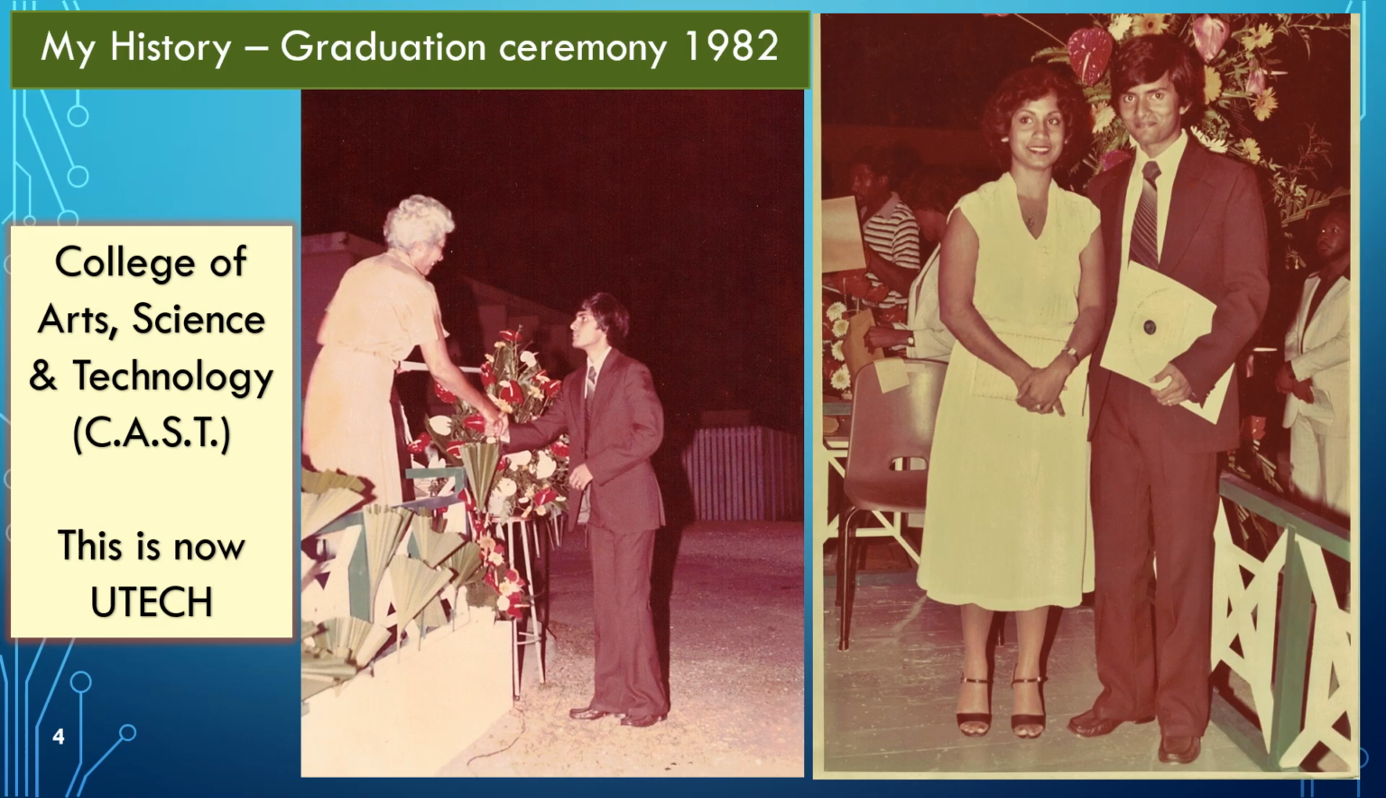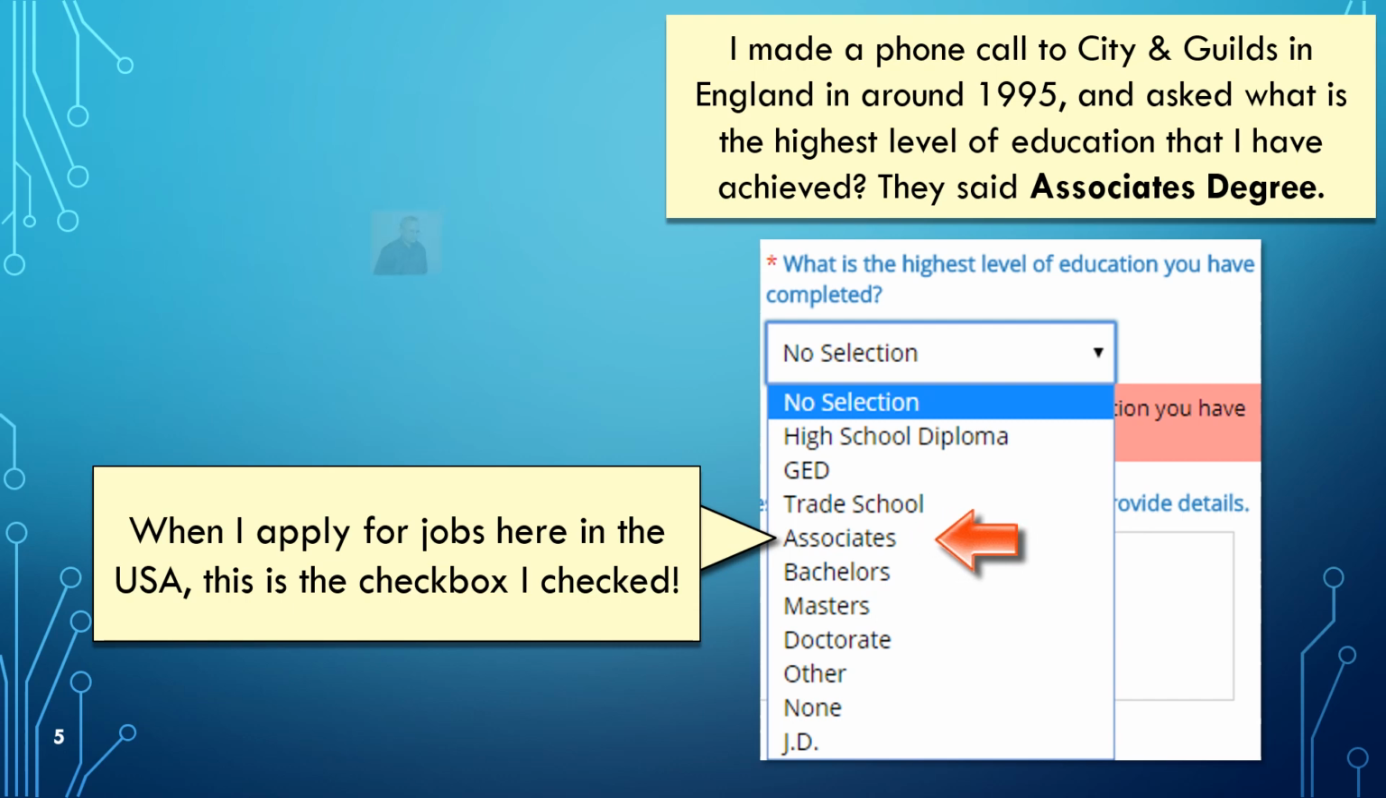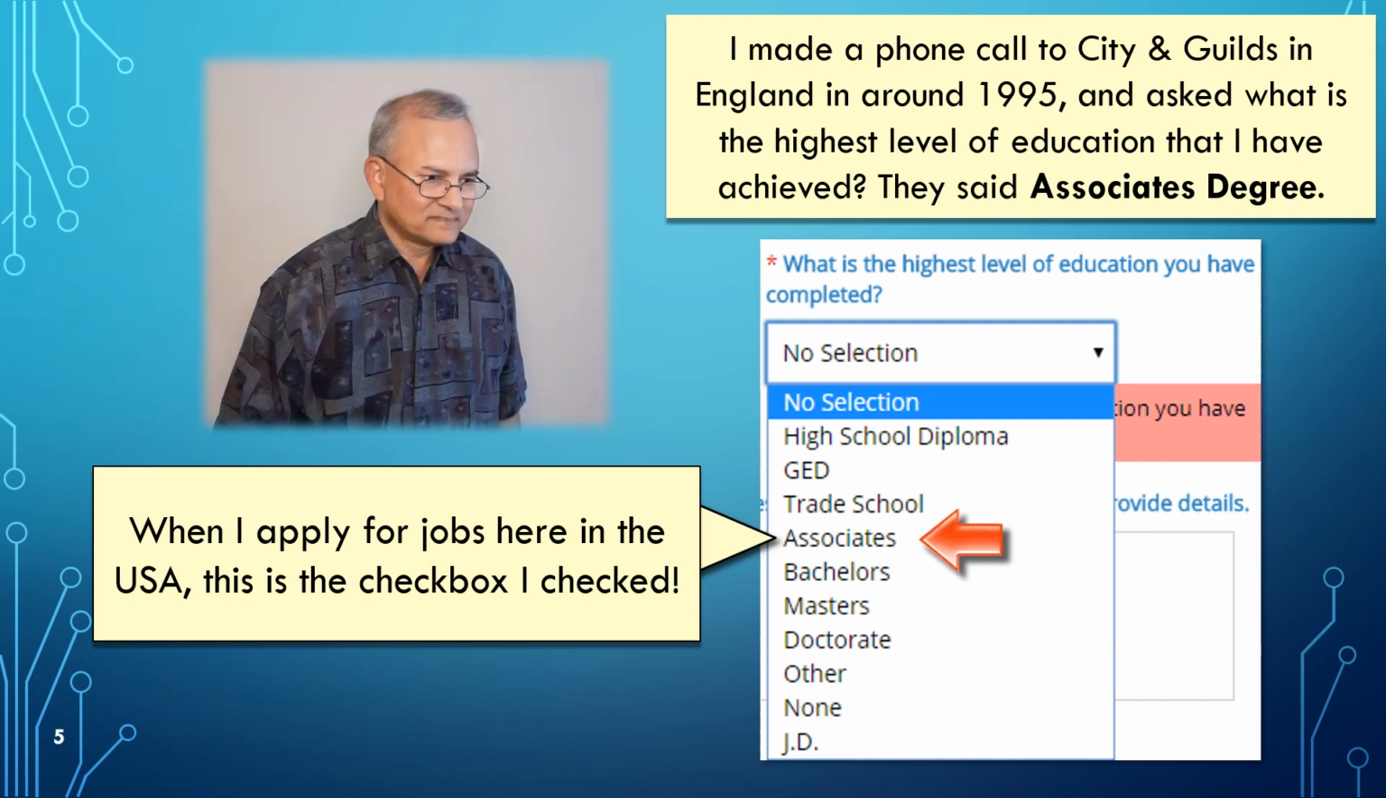This was my graduation ceremony in early 1982 at the College of Arts, Science and Technology. I had just completed my City and Guilds training course, 5th year. When I came to the US, I made a phone call to City and Guilds in England in around 1995 and asked what was the highest level of education that I have achieved. They said associate's degree. So when I apply for jobs, I always check this checkbox, associate's degree. What is the highest level of education you have completed? I do not have an official document from any of these colleges because that would prevent problems, issues, and it would be easier for me.